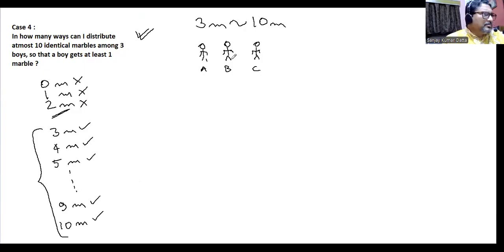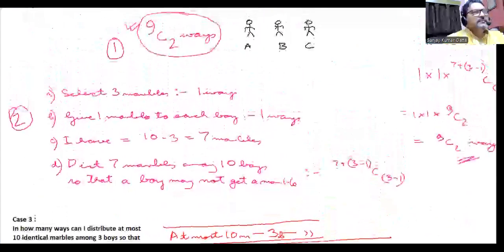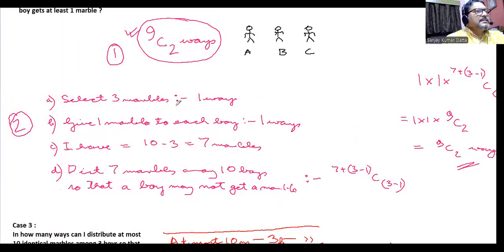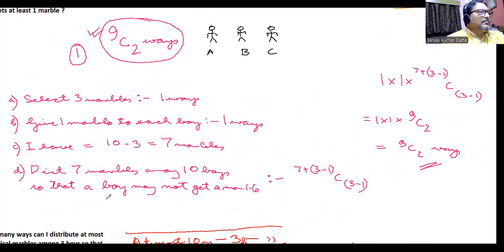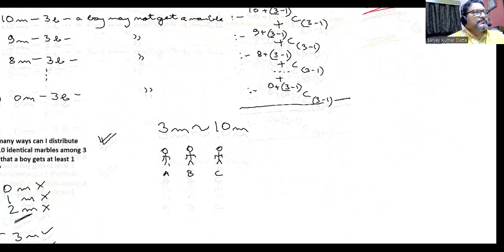Now understand, a boy gets at least 1 marble. So let us use this. Let us select 3 marbles in one way. Give 1 marble to each boy in one way. And then you will have whatever was there with you, minus 3 marbles. Let us follow this part. So let us do it.